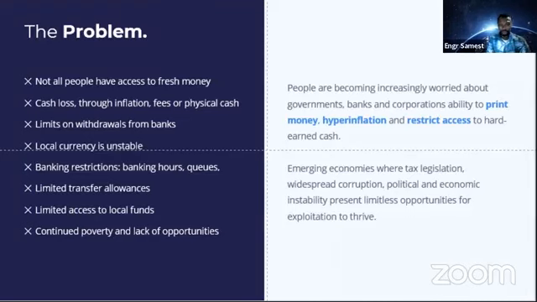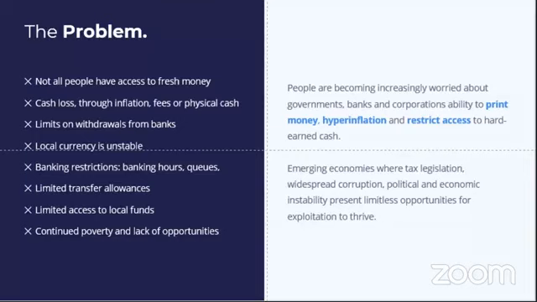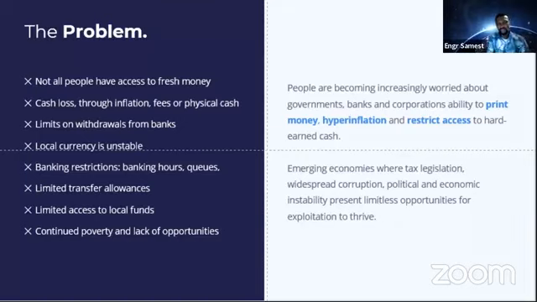We know people that are living in rural areas, in villages. To get access to money, to funding, is not that easy. There are some of us in a modern, urban environment who have access to money freely, but there are people in some villages who don't have free access to fresh money. Again, there are people that suffer cash loss through inflation, fees, and physical cash.